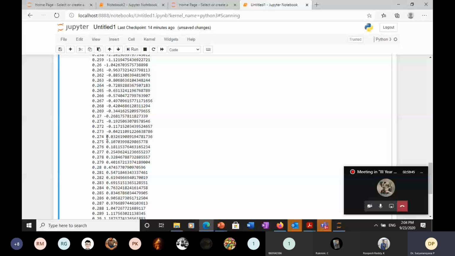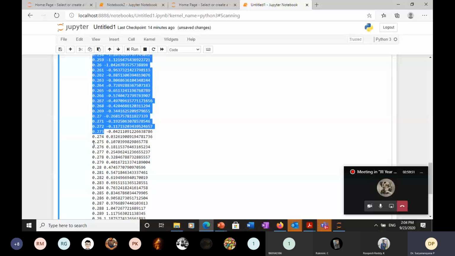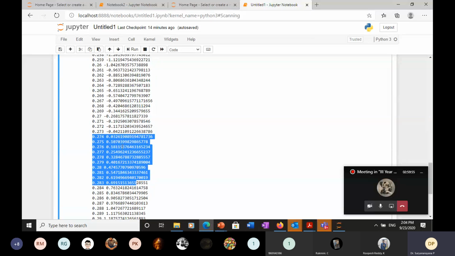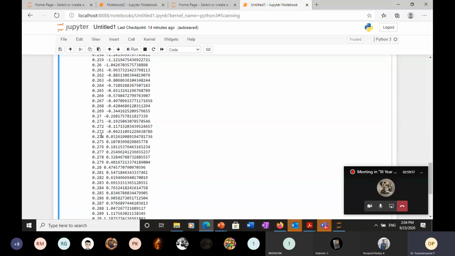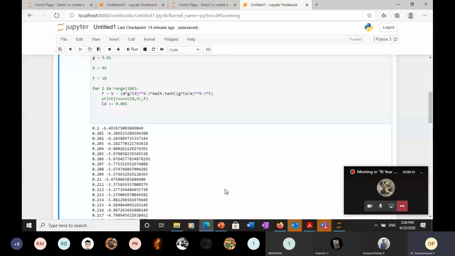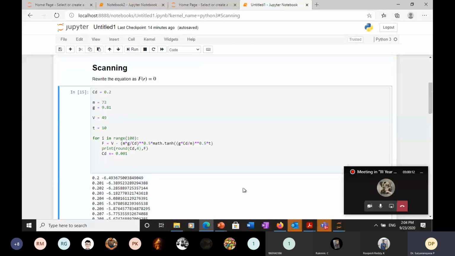From this, I can see that for CD values below 0.273, the function value is negative. Above 0.274, the function values are positive. So between 0.273 and 0.274, there will be a point where the function value has to be exactly 0, and that is your root. Okay, and this process is called scanning, and I'll continue from here in the next class.